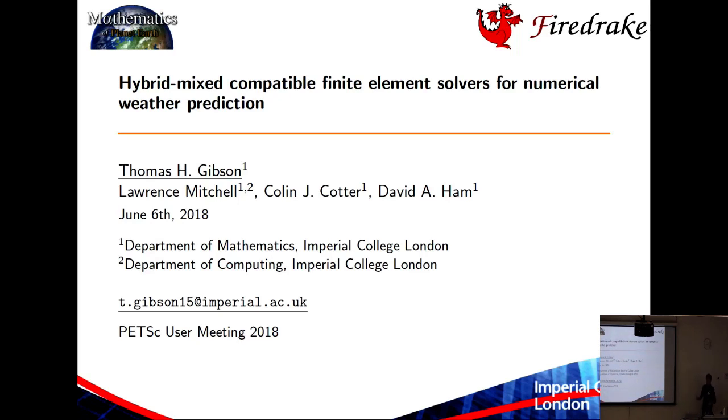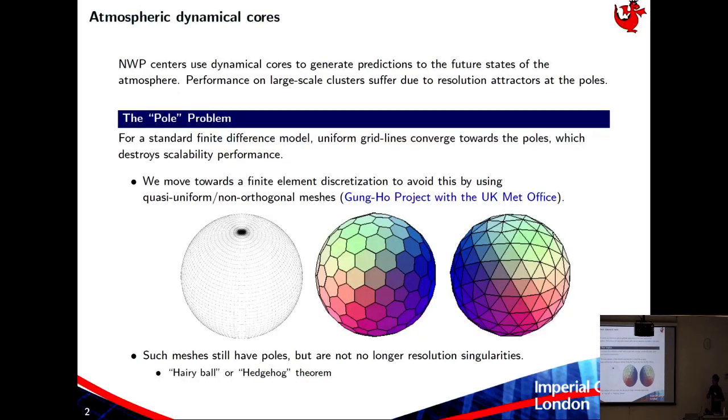So I specialize in these hybridized techniques, these hybridized methods for mixed problems, for a special class of discretizations for NWP, numerical weather prediction. The reason I'm interested in this starts back with a conversation between some researchers at Imperial and the UK Meteorological Office, starting this project called the Gung-Ho project.